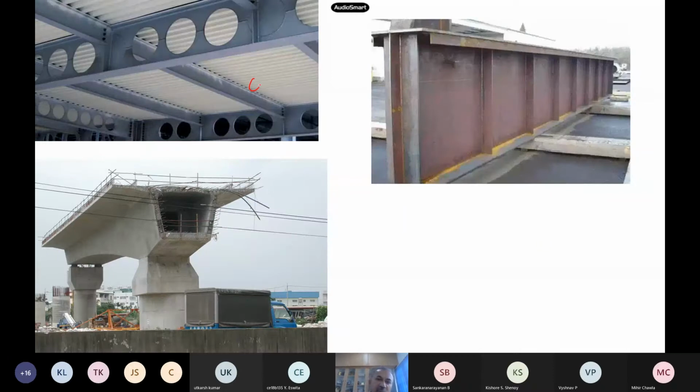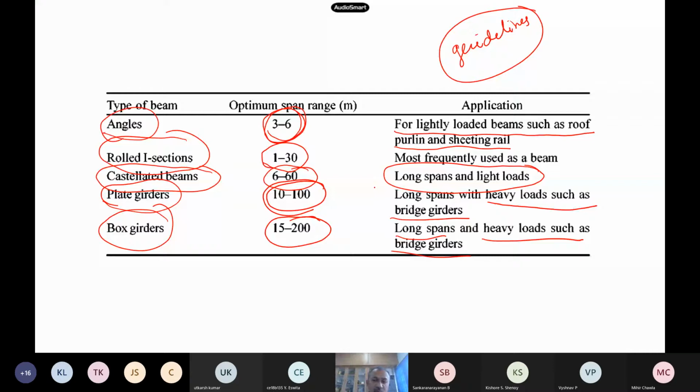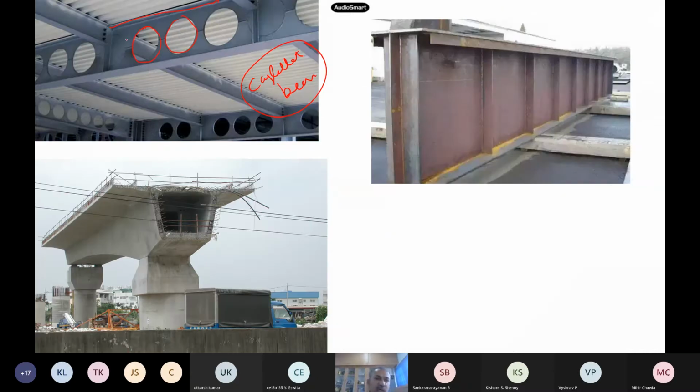So this is the castellated beam. You can see here, this is a castellated beam. Have you seen these types of beams anywhere? You can see here, this is a beam, and inside you have the space. So this is a castellated beam. These are used for very long spans, 6 to 60 meters, where loads are light. You can see it is only supporting one asbestos sheet or some sheet above. Instead of going for angle sections, we go for castellated beams also.